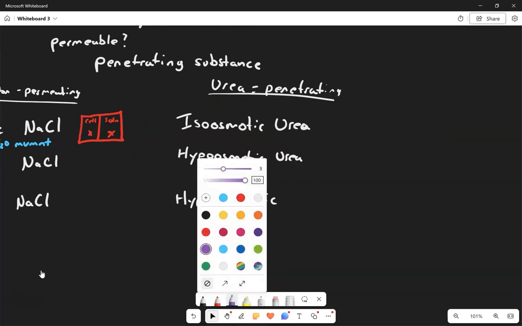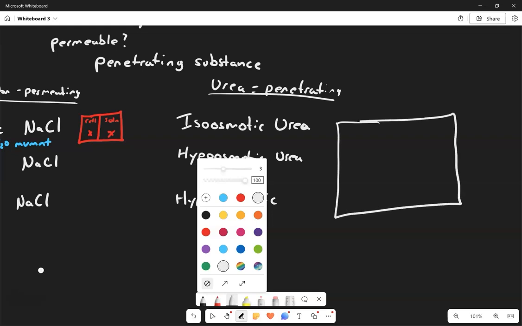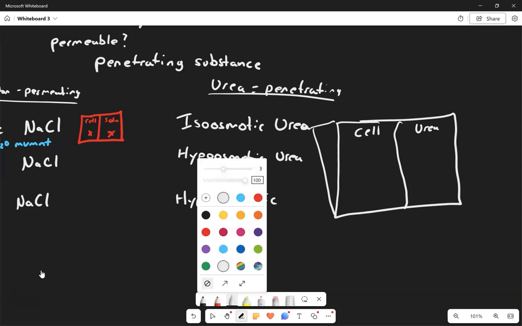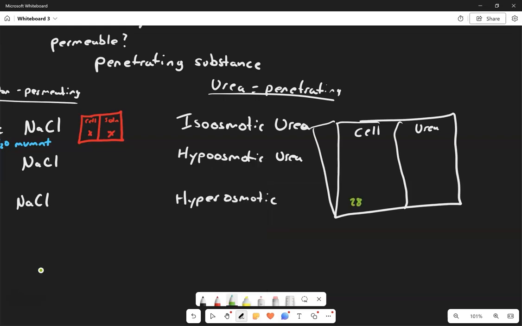Now, let's look at isoosmotic urea. We'll draw this one a little bit bigger. We'll do the gray box. Sort of like so. Do a little call out for it. And we'll do our division. And we're going to do cell over here. Urea solution over here. Okay. And the cell has very little urea in it. But let's assume, right, because it's isoosmotic, it's got other stuff, right? So we do 286 milliosmoles of stuff. And then over here we have 286 milliosmoles of pure urea.